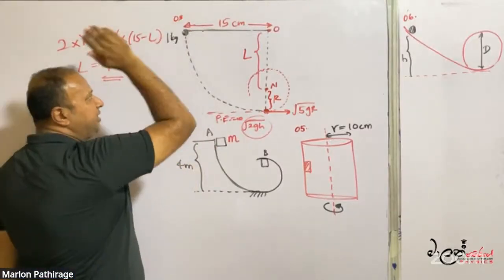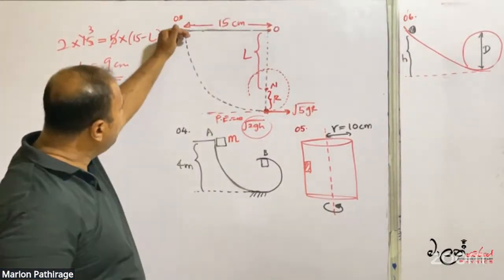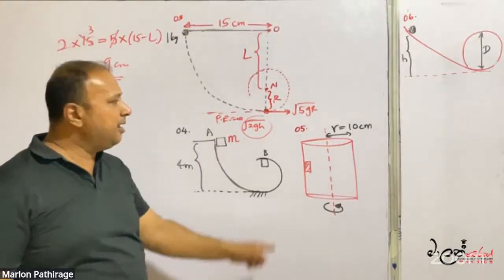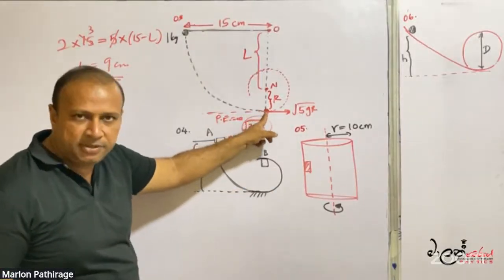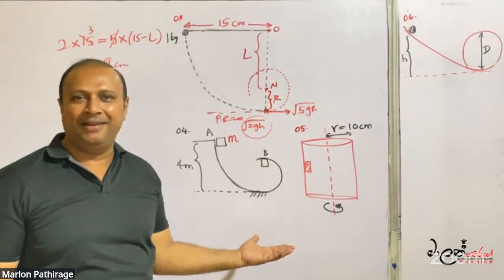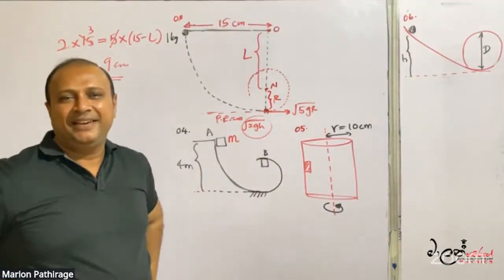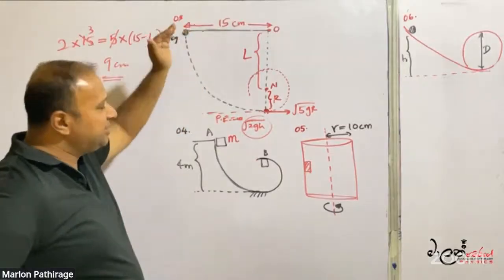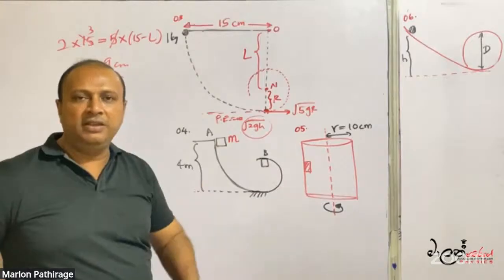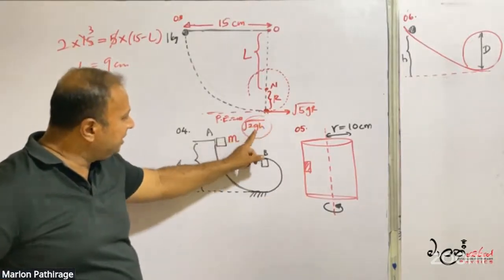Therefore, initially it had only potential energy. Now, the entire potential energy is converted into kinetic energy. By the energy conservation law, mgh is equal to half mv squared. The m cancels out, so v is equal to the square root of 2gh. So this is the velocity at this position.